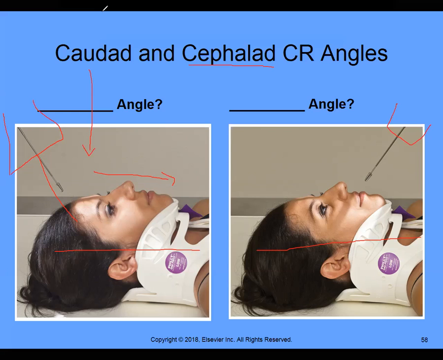So this one here, we're going to say that it's caudad because it's pointing towards her feet. This one, on the other hand, is pointing towards her head. We want to call that cephalad.